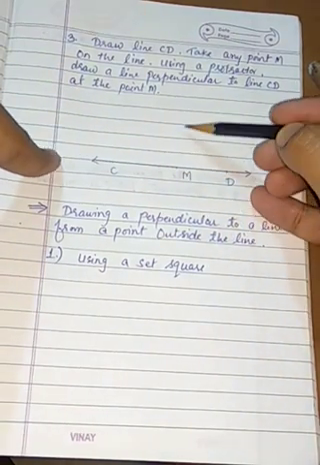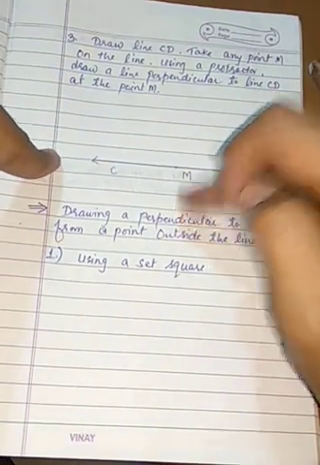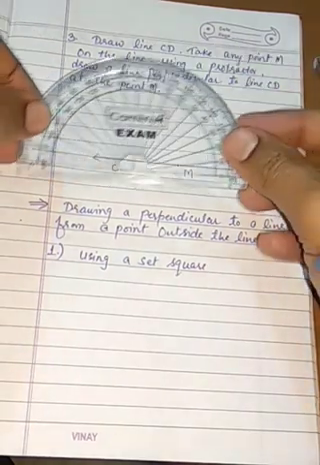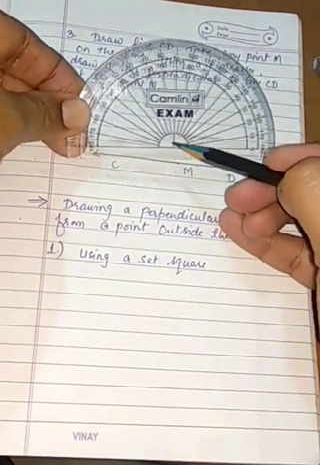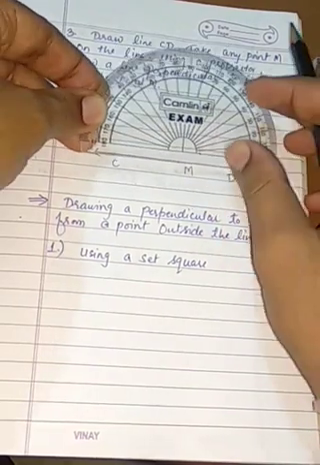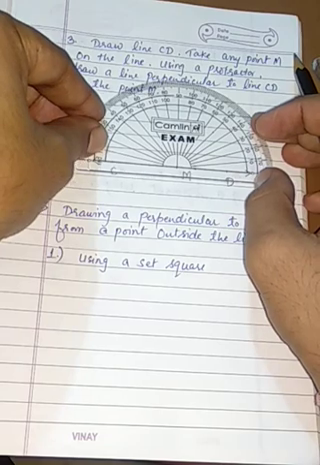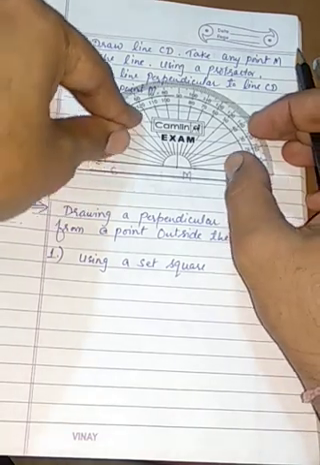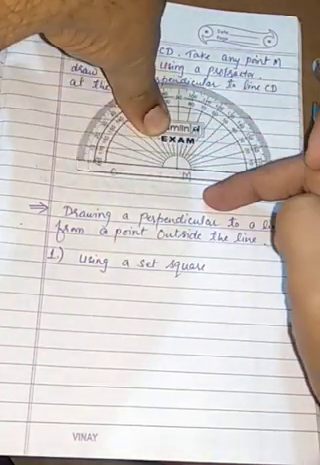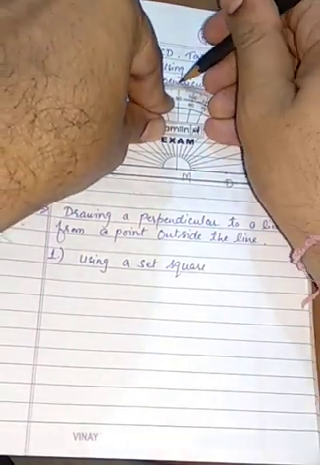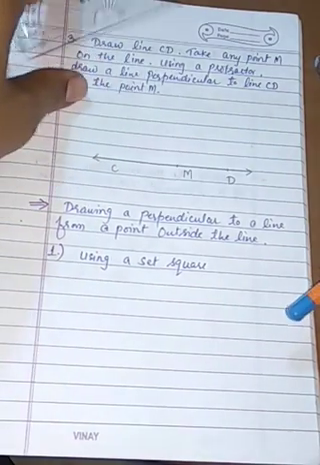So I have to draw a perpendicular at this point using a protractor. So let's use the protractor. What you have to do? This intersection point has to coincide with M. So let's keep it like this. The baseline, that is the 0 line, has to coincide with the given line. It should not be up and down. And then mark at 90 degrees. Once you mark at 90 degrees, then you can use a scale.